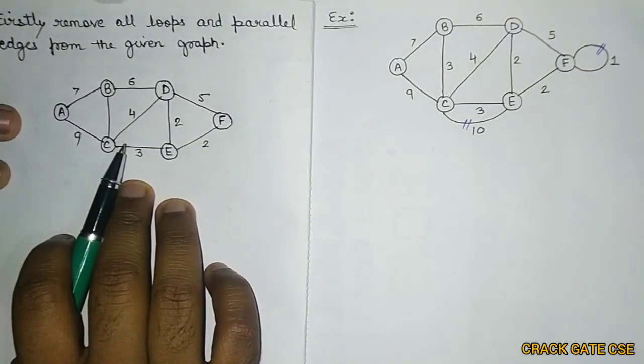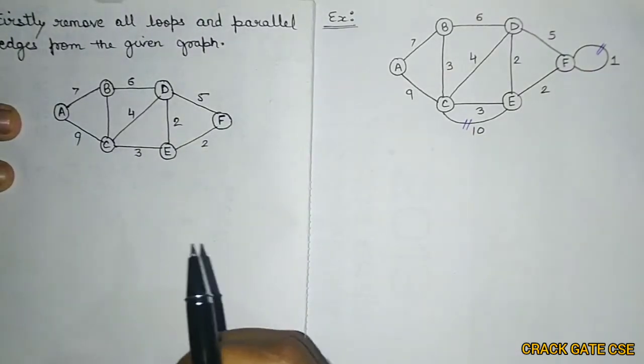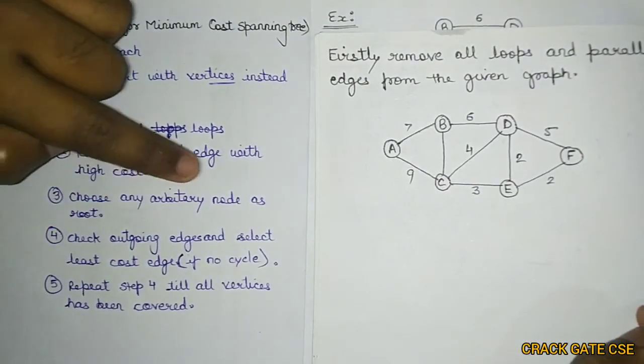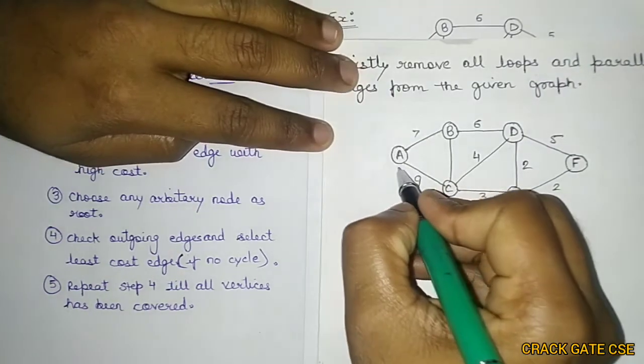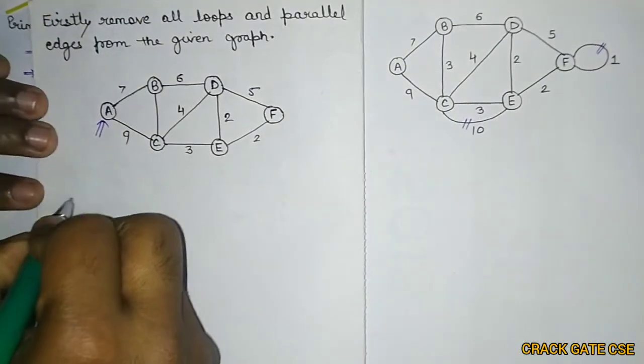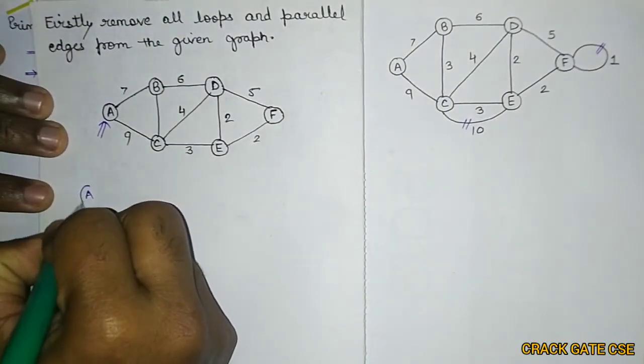Now I have to select any arbitrary vertex. What is the third step? Choose any arbitrary node as root. So I am starting with A. I am taking A as root. Now see, I took A as root.